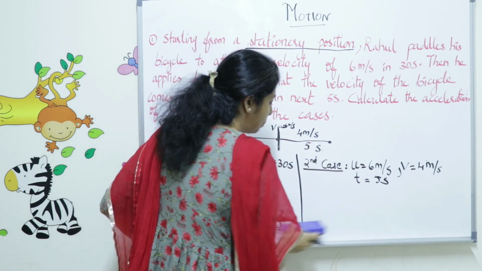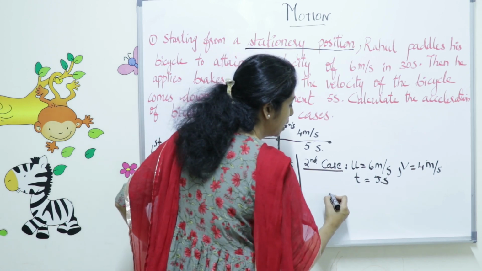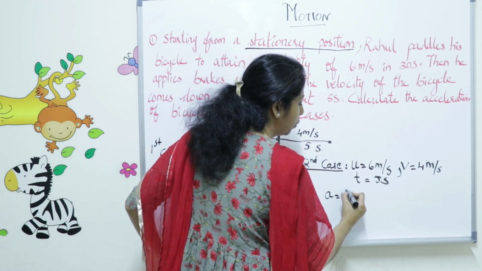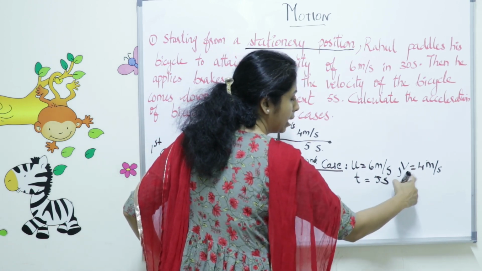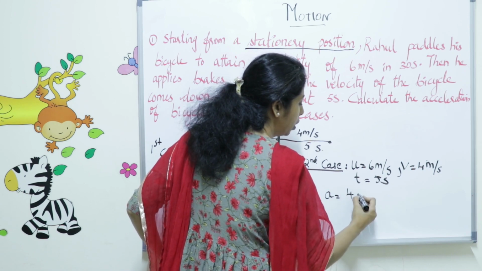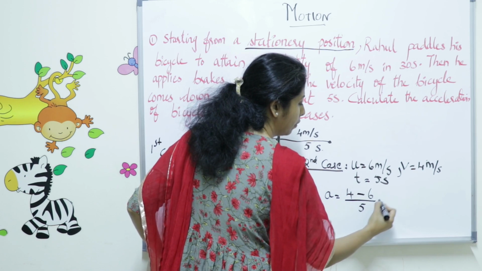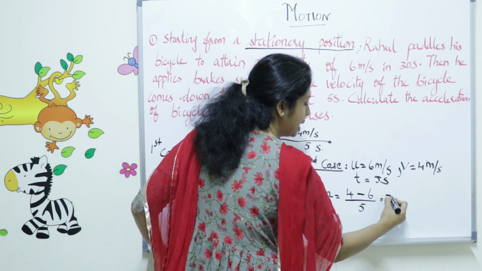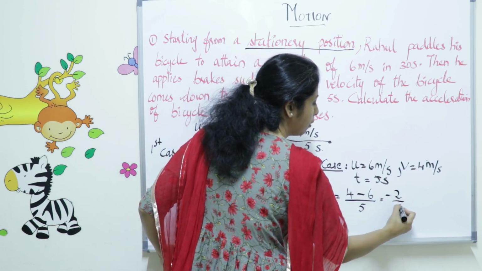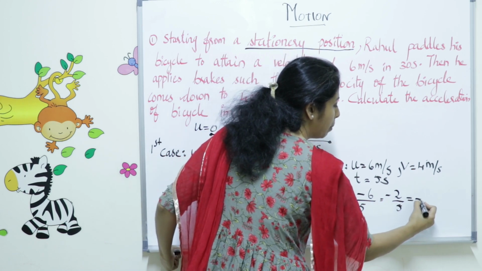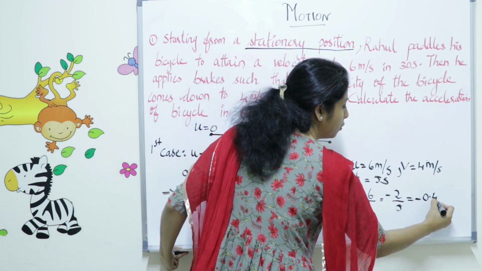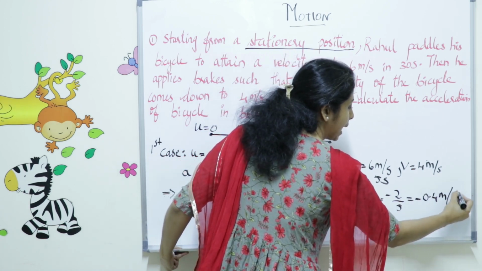So, again applying the formula for acceleration, acceleration is equal to v minus u by t, where the final velocity is 4 minus initial velocity 6 by 5. You will have minus 2 by 5, which is equal to minus 0.4 meter per second square.